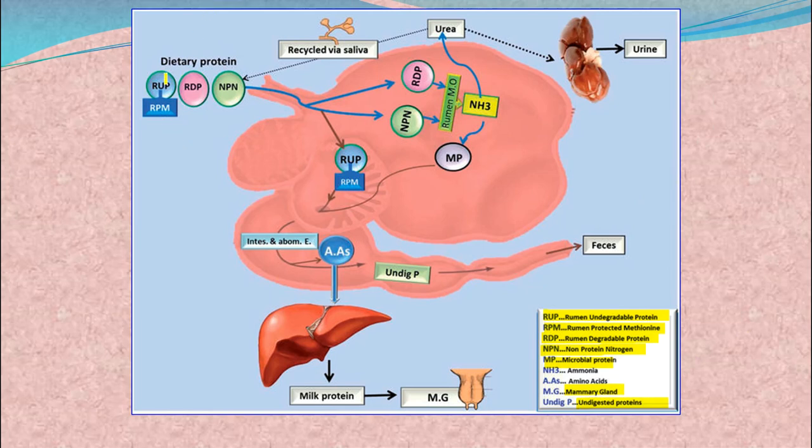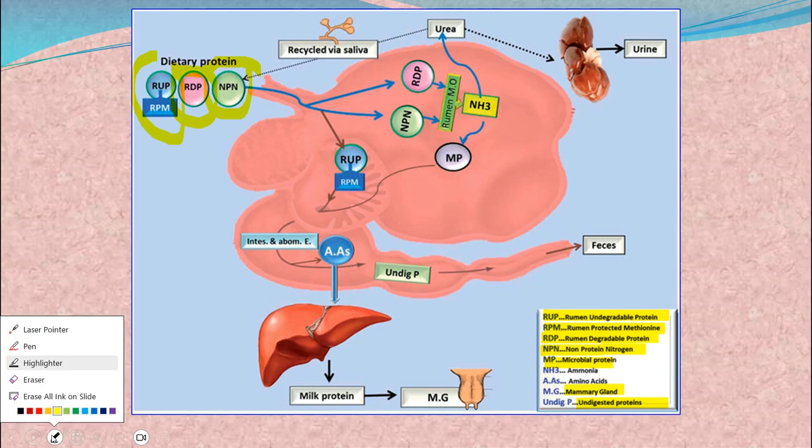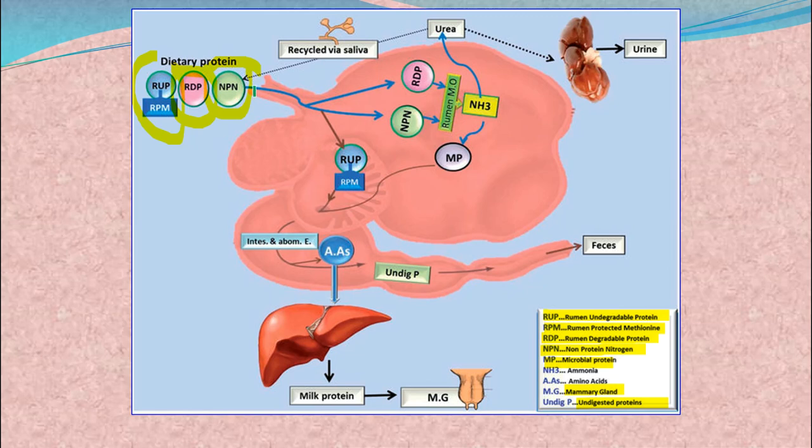So rumen undegradable proteins, which can also be called rumen protected methionine, also enter. Then rumen degradable proteins are also entering, then non-proteinous nitrogens like urea, etc. They are going to enter the ruminant system through the different feed sources, especially. So what happens is, the feed source will be like that.